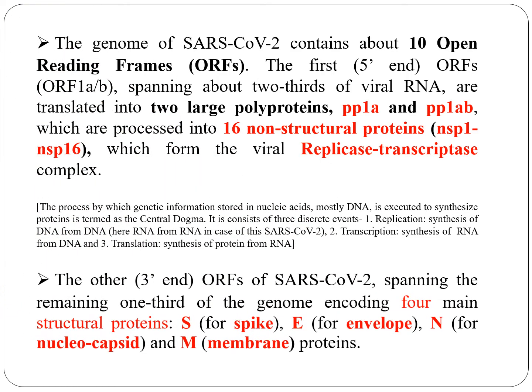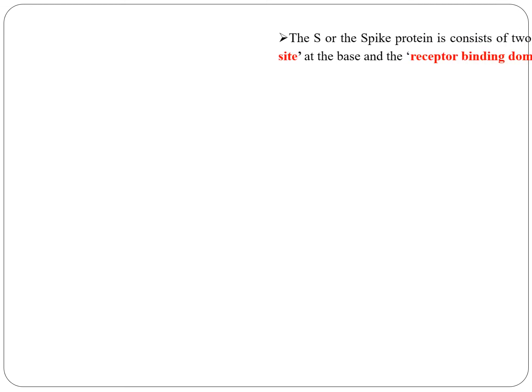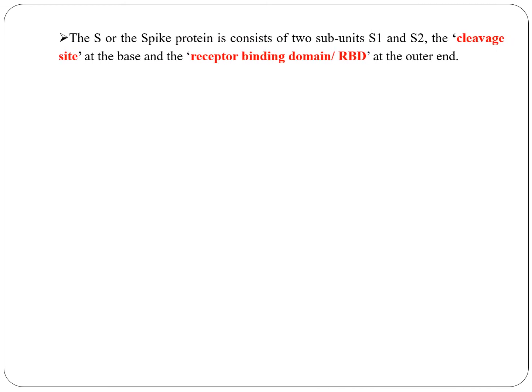The last one-third of the viral genome codes for four primary structural proteins: S for the spike protein, E for the envelope protein, N for the nucleocapsid protein, and M for the membrane protein. The spike protein is very important for the adherence of the virus to the host cell.